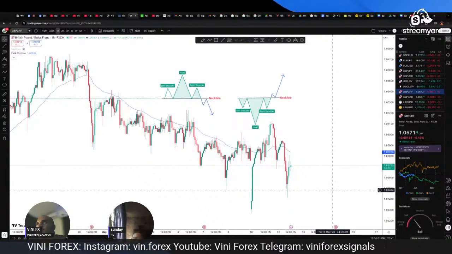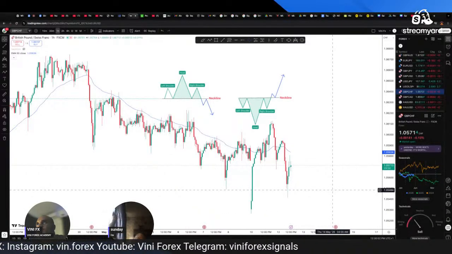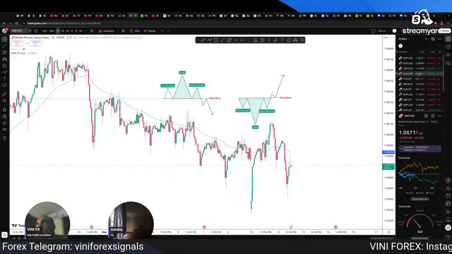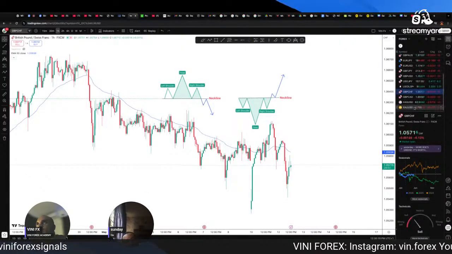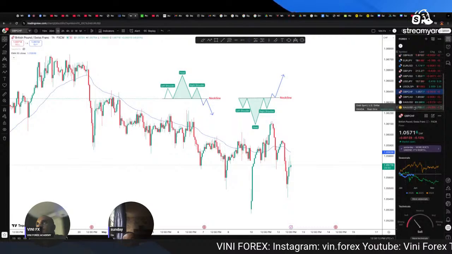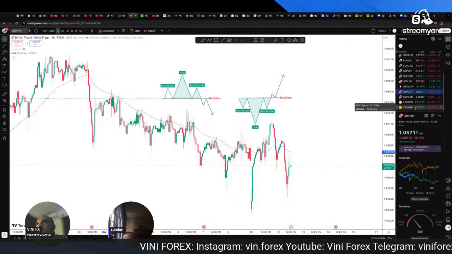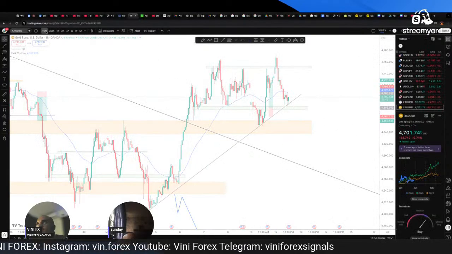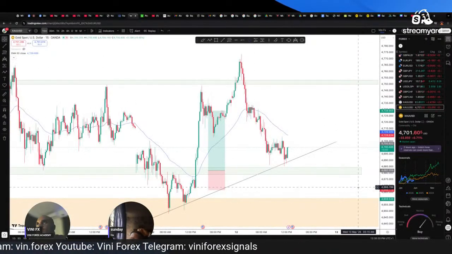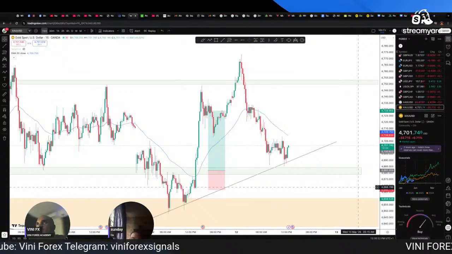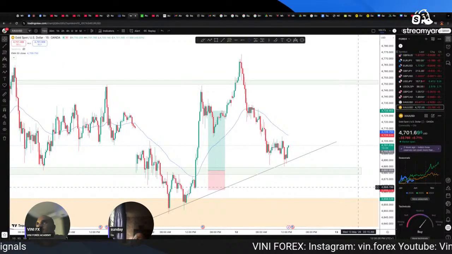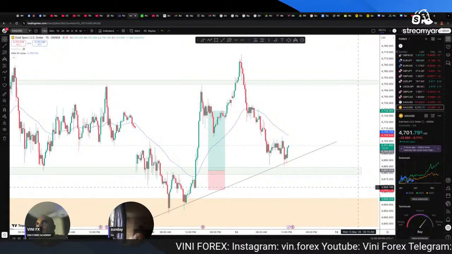Yes, sir. This is the what? The head and shoulder pattern. The head and what? So that's the pattern. This is the head and shoulder pattern. You see that? Yes, sir. That is it. The head and shoulder pattern. So I've just taught you that.